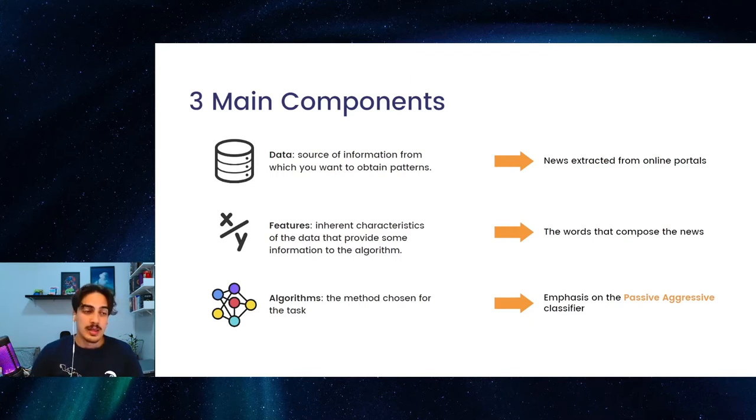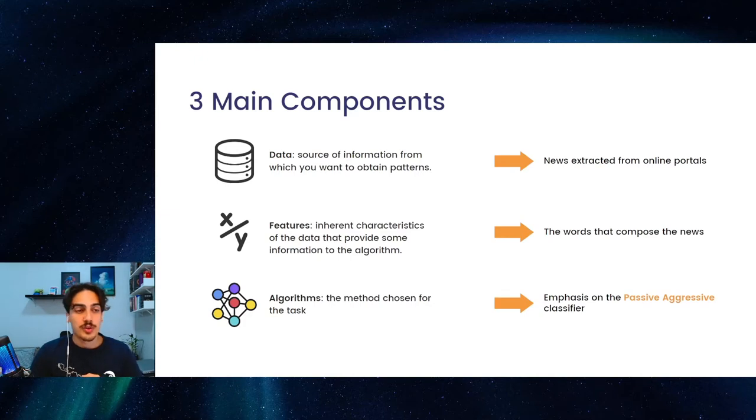Starting off, data consists of the source of information from which we want to obtain patterns. In our case, it's the news extracted from online portals. This data can be anything. Sometimes we can build an algorithm to identify cat and dog pictures in an automated way. And what is the data in this case? It's the thousands of photos of cats and dogs that we'll be pushing through the algorithm, saying to it, learn what a dog is, learn what a cat is. So the data is the piece of information from which we want to extract some knowledge.